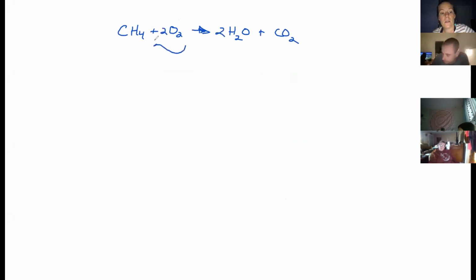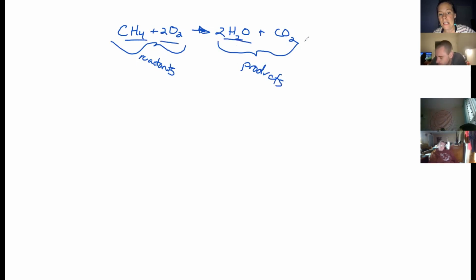So these two things over here would be your reactants, CH4 and the oxygen. These two things over here are your products. Do these things look different than these things? Yeah, they should. The chemical formulas should change. If they don't change, it's not a chemical reaction.